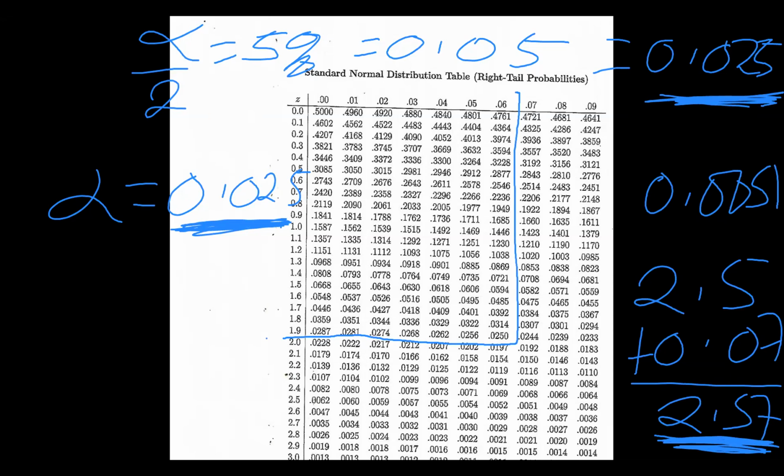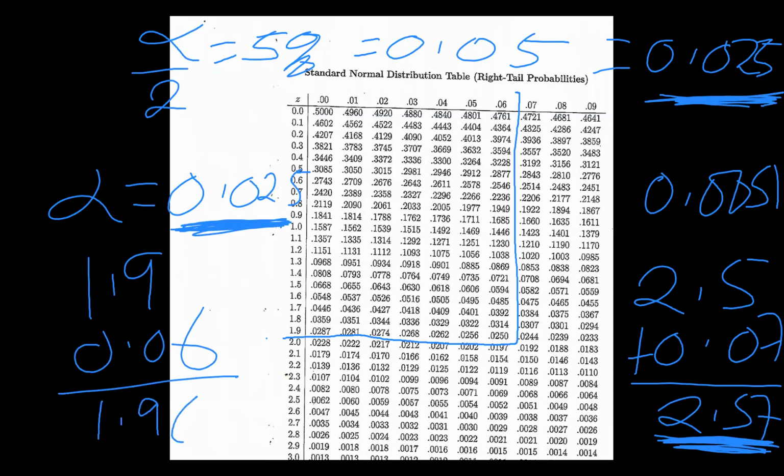So we can add this now to create the critical value. Say 1.9 plus 0.06. The critical value will be 1.96, isn't it? So it means that the critical value at 5% significance level for the double tailed is 1.96. Clear?